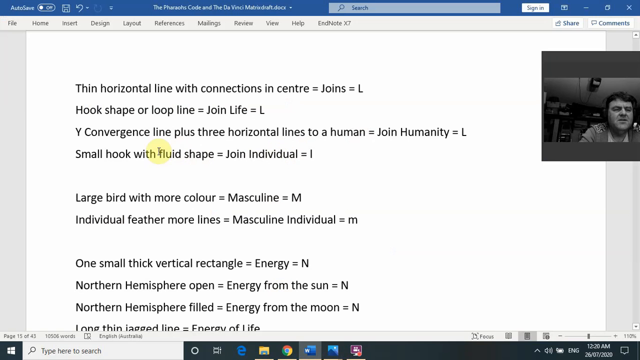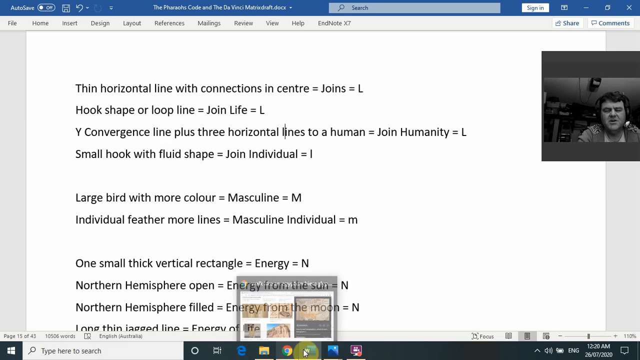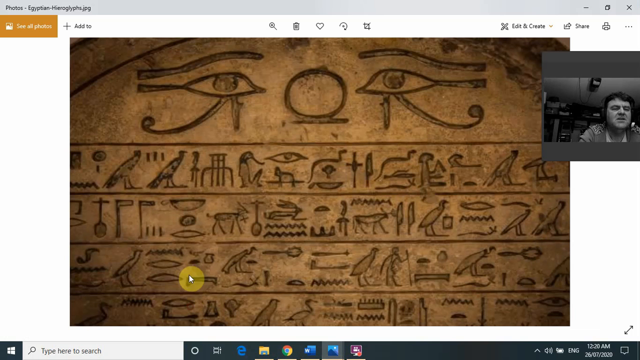And for an individual, it's the small hook shape with the fluid shape on top. So that was the one I showed you just previously. That one there with this fluid shape on top of a hooked line. And there is also the representation of just the hooked line.